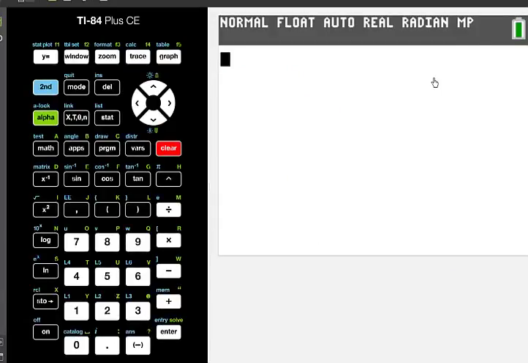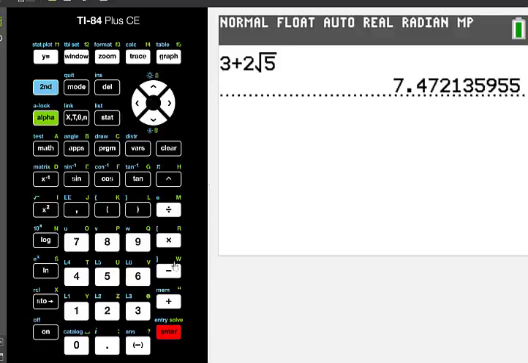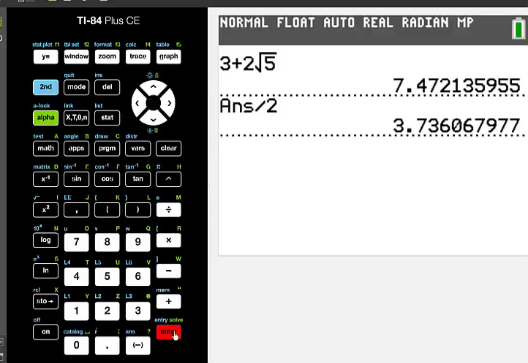Let me show you some options here with the graphing calculator. One way to get the approximate answer would be to type it in pieces. So you could type 3 plus 2 square root 5, hit enter, and then divide by 2 and hit enter again. And so there's our first approximation, 3.74.